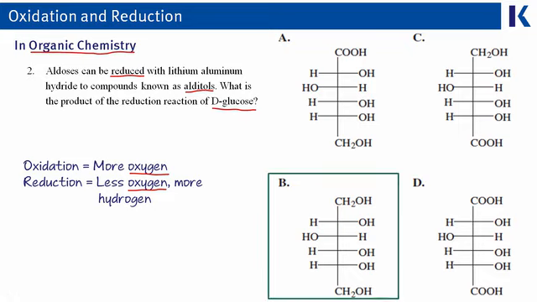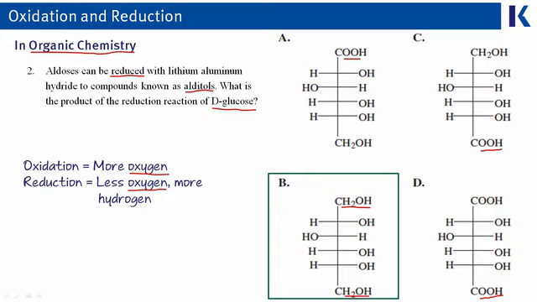The answer is B. We're asked for the product of a reduction reaction, and this molecule with all of these alcohol groups is the most reduced form. Choices A and C and D all have a carboxyl group with lots of bonds to oxygen, which makes them more oxidized than choice B. Notice here the connection to our learning goal.